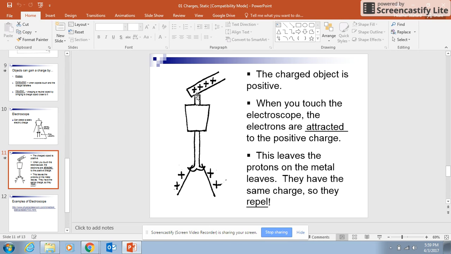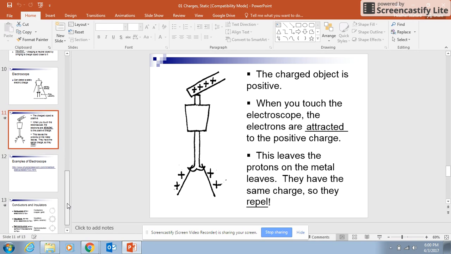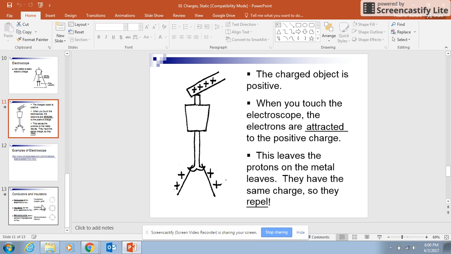So what happens is all the negative charges come up, and all the positive charges are pushed down. And we know that a positive and a positive want to repel each other. So since both of these metal leaves are positive in charge, they're going to separate out. So it tells you here that when you touch the electroscope, the electrons are attracted to the positive charge, which leaves the protons on the metal leaves, and they have the same charge, so they will repel. The same thing could happen in reverse. The charged object could be negative, which would then attract all the positive, making all the negatives go to the bottom. So it really just depends on what type of charge the object is that you're bringing towards the electroscope.